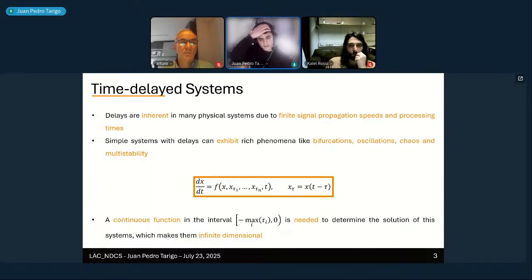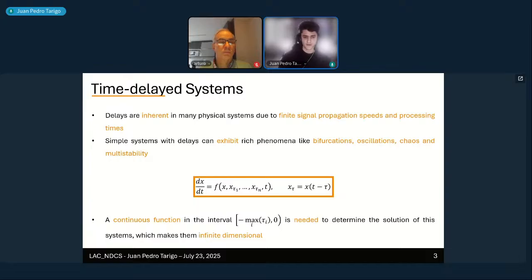So first of all, time-delayed systems are dynamical systems in which the evolution of the variables not only depends on their current state, but also on the state of the variable at a previous, delayed time. These systems are very important because delays are present in a lot of research areas such as biology or computer sciences.